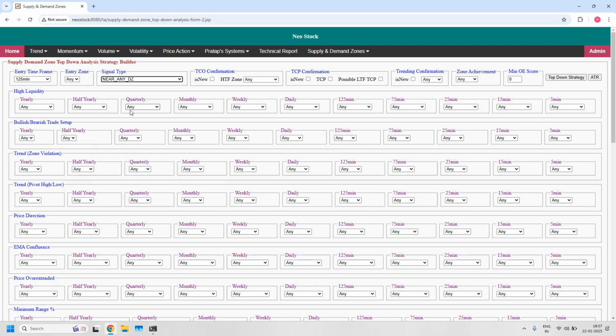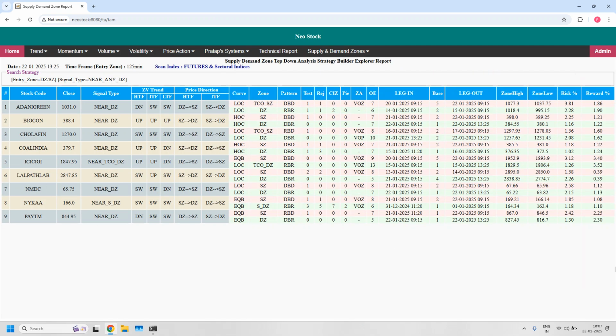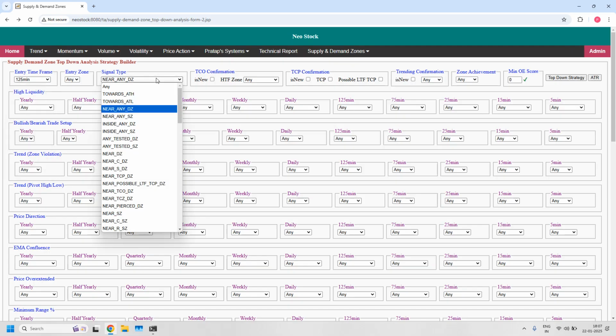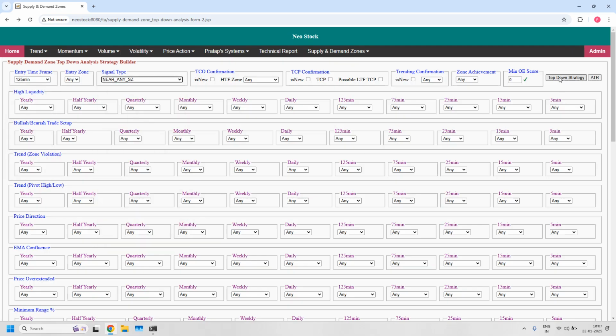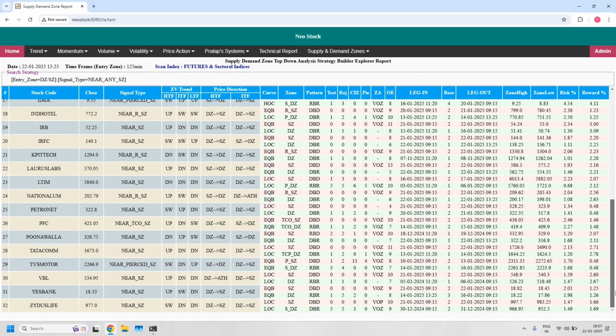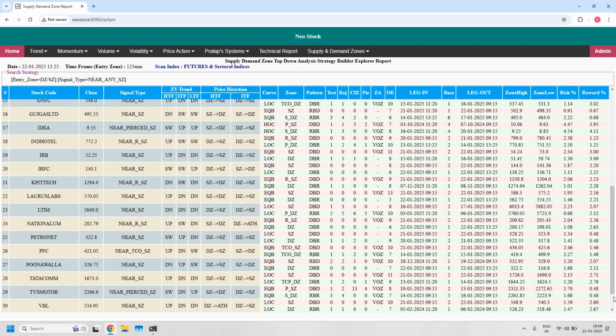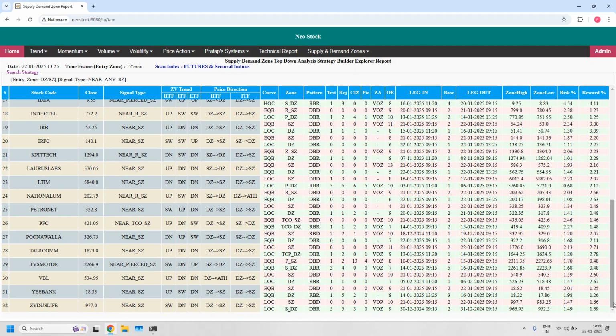Stocks near 125 minutes demand zone. We got 9 stocks. Next, 125 minutes time frame. Stocks near 125 minutes supply zone. We got 32 stocks. First 15 stocks in the list. I am scrolling the list down. So total 32 stocks are filtered.